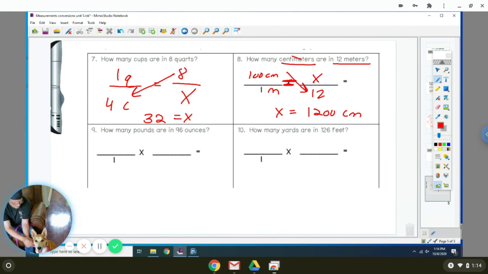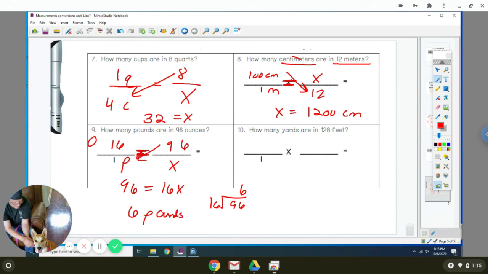So it says, how many pounds are in 96 ounces? Well, we already know that there's 1 pound for every 16 ounces. And I'm going to make this an equal sign. And then these are your ounces. So 96 will go on top and x will go on the bottom. So 96 times 1 is just 96. And 16 times x is 16x. Meaning we need to divide 16 into 96, which goes in there 6 times. So there are 6 pounds in 96 ounces.